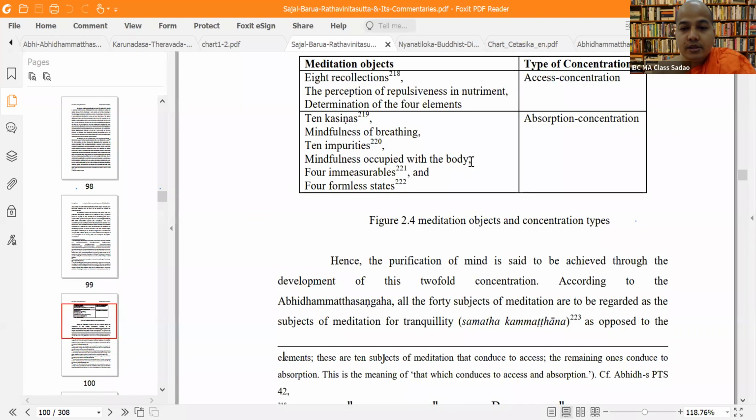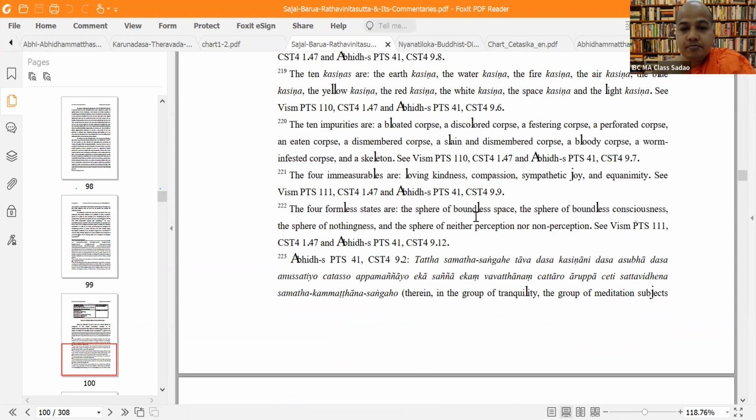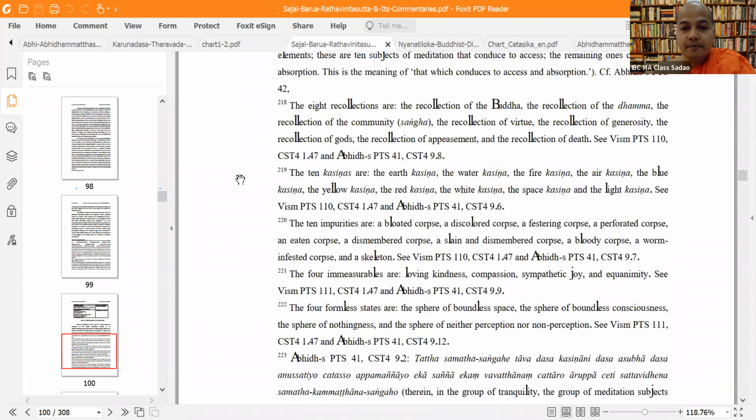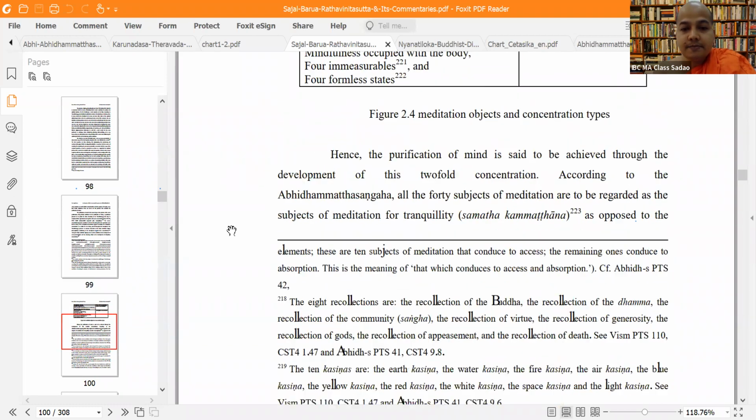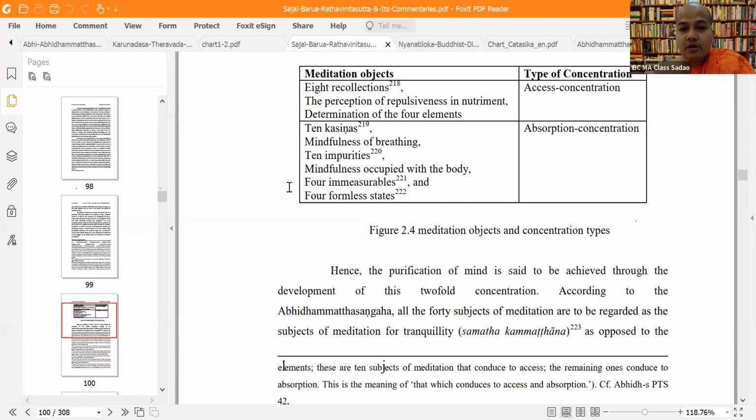And then you have mindfulness occupied with the body, kayagatasati, and then four immeasurables. You are familiar with these four immeasurables: loving kindness, metta, compassion, karuna, sympathetic joy, mudita, and equanimity, upekkha. And then four formless states. These are specifically for arupa jhana: sphere of boundless space, sphere of boundless consciousness, sphere of nothingness, and sphere of neither perception nor non-perception. Altogether 40, right? 10 here, 10 plus 10, 20, and then 10 impurity, 30, and this one, 4, 4, 8, 9, 10, 40.